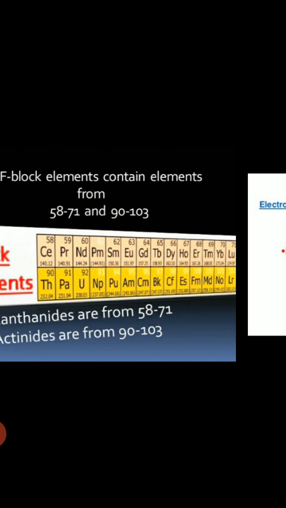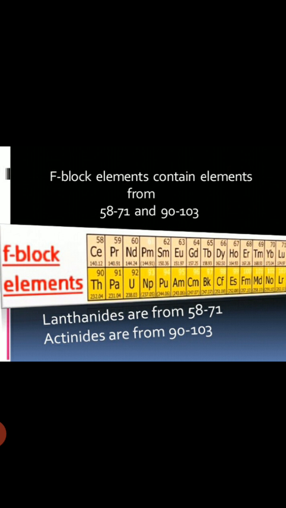Now here you can see that in total the F block elements include the elements from 58 to 71, that is the lanthanoids, and the next series is of actinides, that is from 90 to 103, right? Thorium to lawrencium.